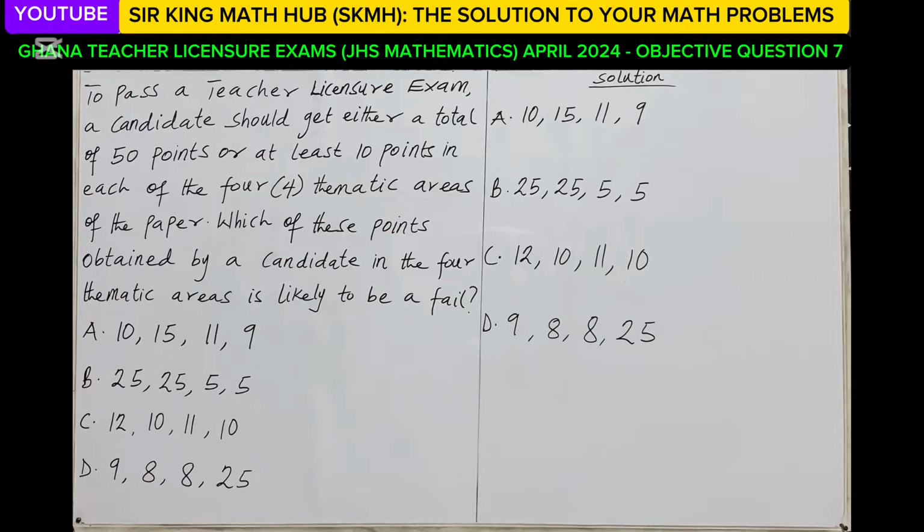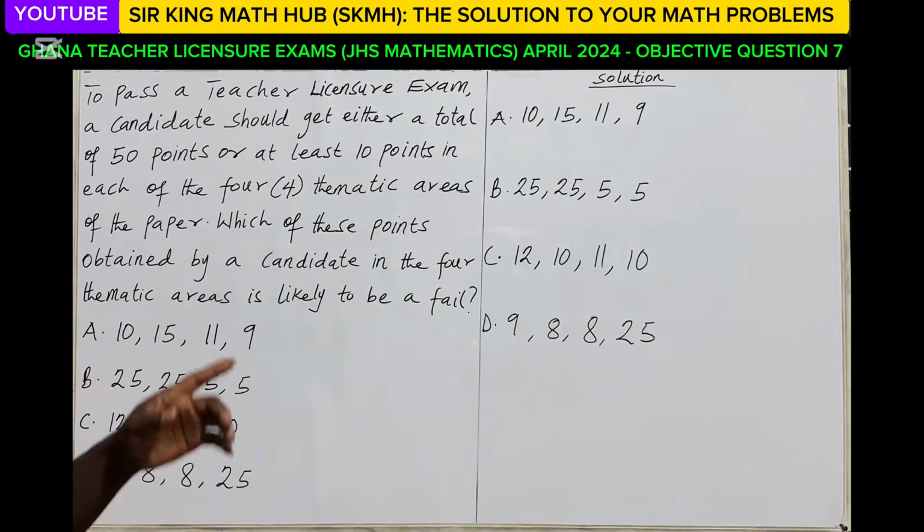Or this is also another condition. To also pass the exam, you have to get at least 10 points in each of the 4 thematic areas. That is, for the first thematic area, you should get at least 10. At least 10 means that you should get 10 or more points. So that is the condition that must be satisfied. They've given us 4 different sets of points for different candidates, and we have to figure out which of them is likely to be a fail. So let's start with the first candidate.